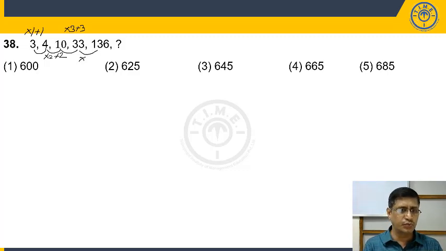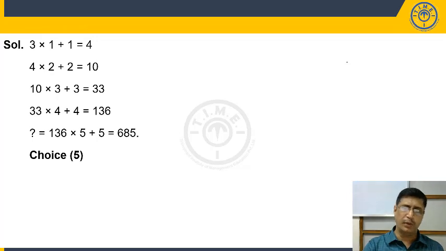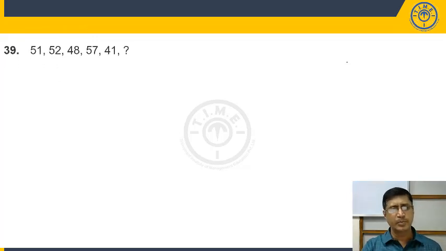The next one is into 4 plus 4. The next value here into 5 plus 5. Into 5 plus 5 means the right choice is option number 5. The value is 685. 685 is the value. So right choice 5. Now look at the next example on your screen.